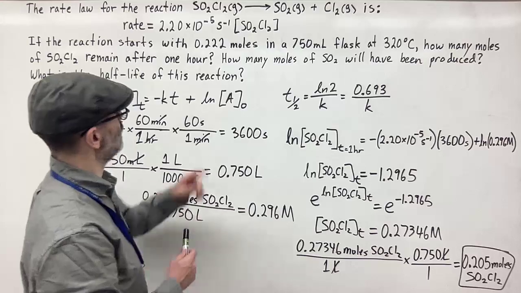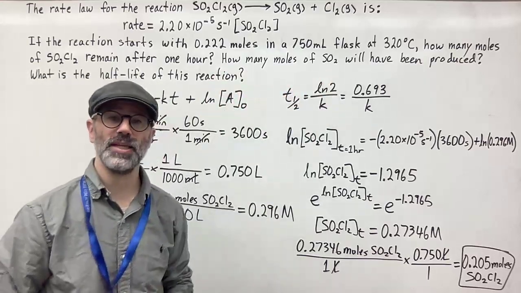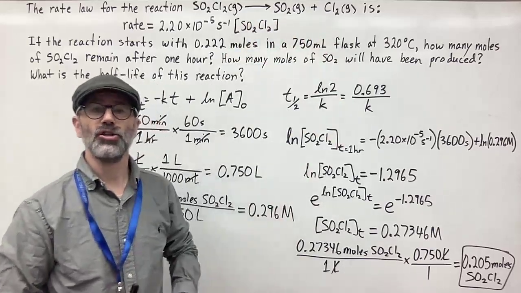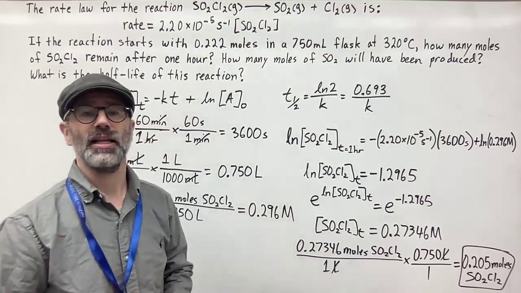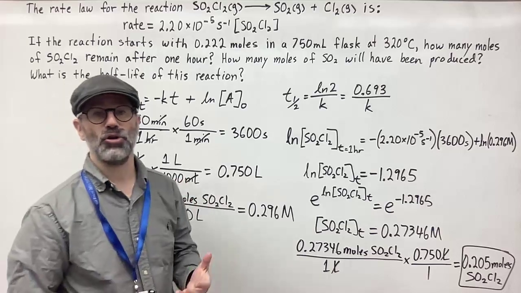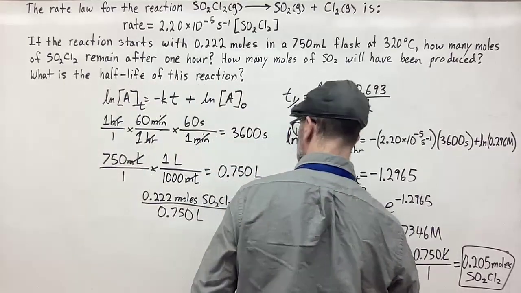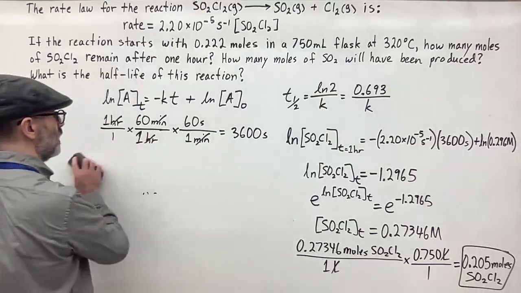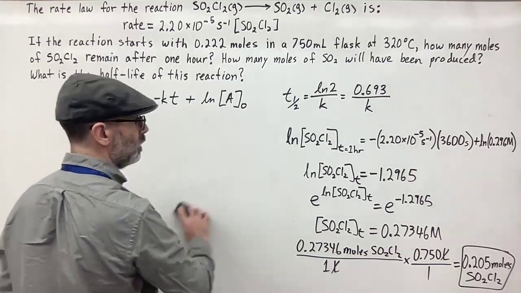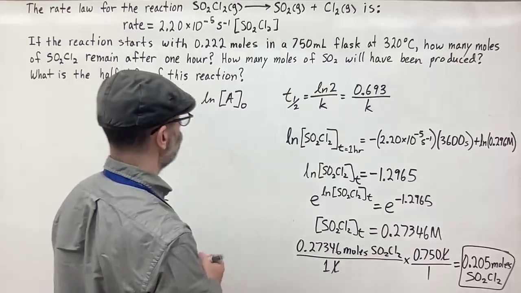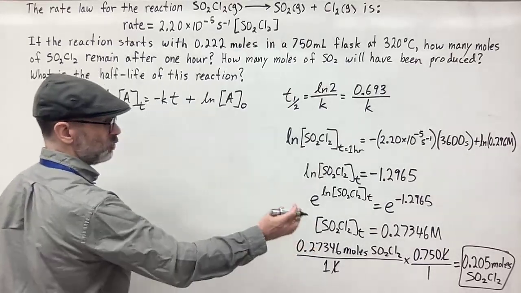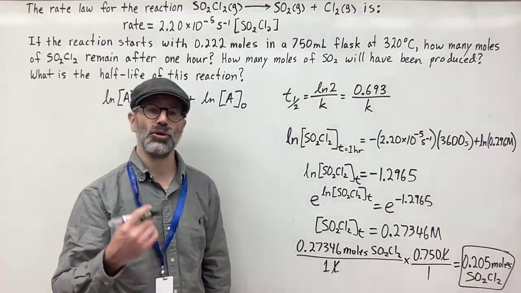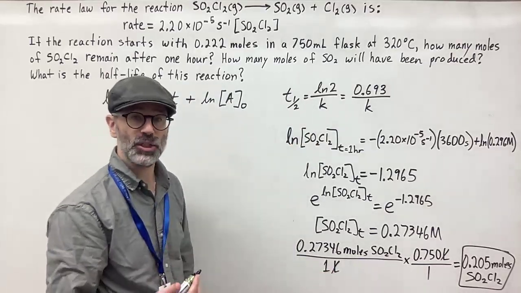Now the next question is, how many moles of SO2 will have been produced? That's a stoichiometry question. They gave us the balanced equation here. So we're going to use that balanced equation to convert to the amount of SO2 that was produced. However, we need to know how much reacted. So we're going to go ahead and erase this since we don't need this anymore. For this, we have 0.205 moles of the SO2Cl2 remaining. So we need to find out how much reacted.